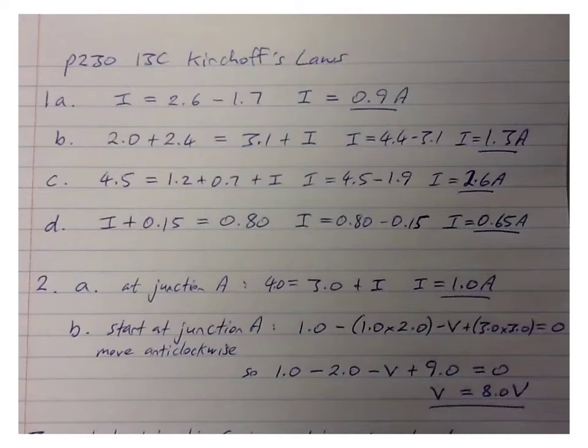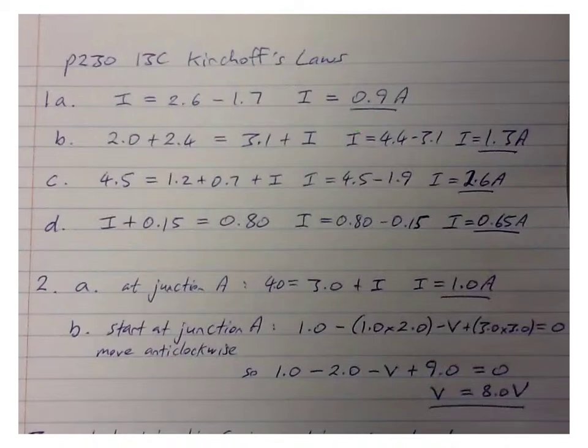Okay, now we're looking at page 230, activity 13C, Kirchhoff's laws. Question 1 is a series of diagrams with currents flowing into and out of the junctions. In the first example, A, you have 2.6 amps flowing in and 1.7 amps flowing out, along with the unknown current value I. So simply subtracting those two values will give you the value for I. In this case it's 0.9 amps.